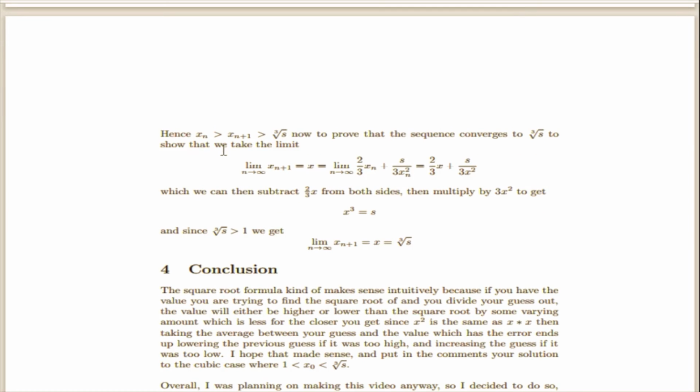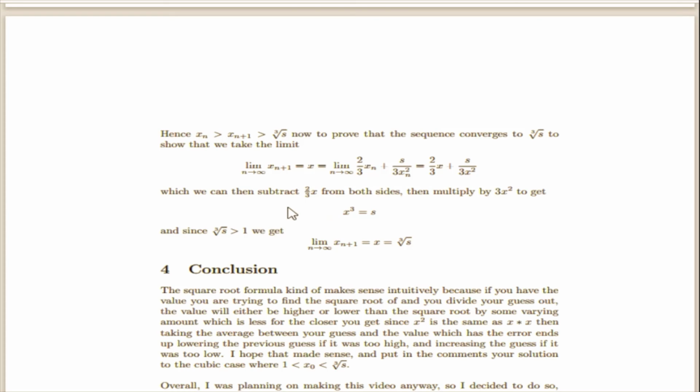Hence, we have shown that x sub n is greater than x sub n plus 1, which is greater than the cube root of s. Now to prove that the sequence converges to the cube root of s, we take the limit. So the limit as n approaches infinity of x sub n plus 1, which equals x, which then equals the limit as n approaches infinity of our original sequence, equals 2/3 x plus s over 3x squared. We can subtract 2/3 x from both sides, then multiply by 3x squared to get x cubed equals s.